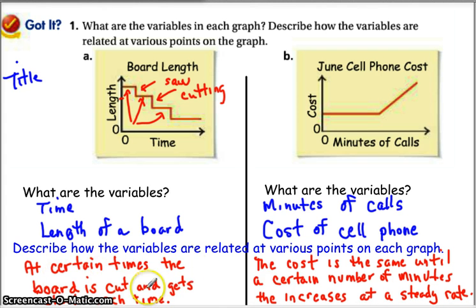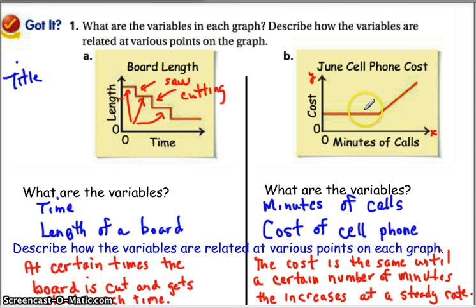So that's what I wrote. At certain times, the board is cut and gets shorter each time. June's cell phone cost. Of course, the minutes of calls is on the x-axis, and the cost is on the y-axis. As minutes increase, the cost increases, but only from this point on. So it seems like the cost is the same.